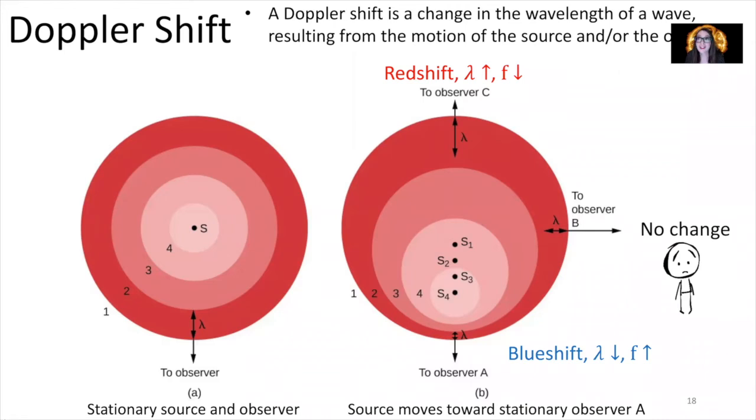In this final video, we are going to talk about the Doppler shift. It is really useful for us in astronomy, but we can also think about it in sound too. A Doppler shift is the change in the wavelength of a wave resulting from motion of the source and/or the observer.